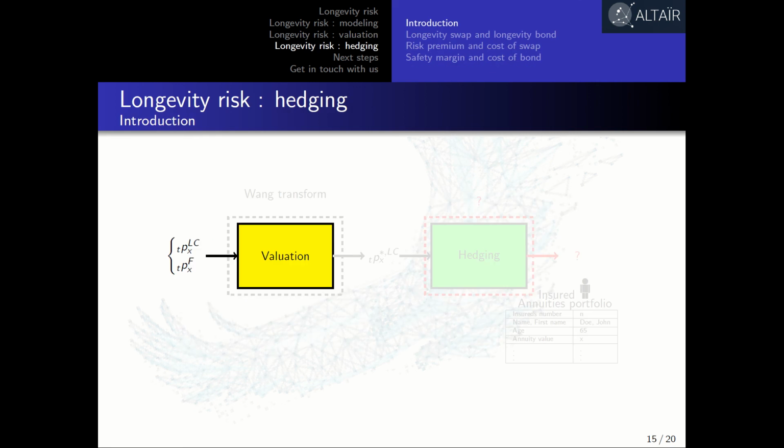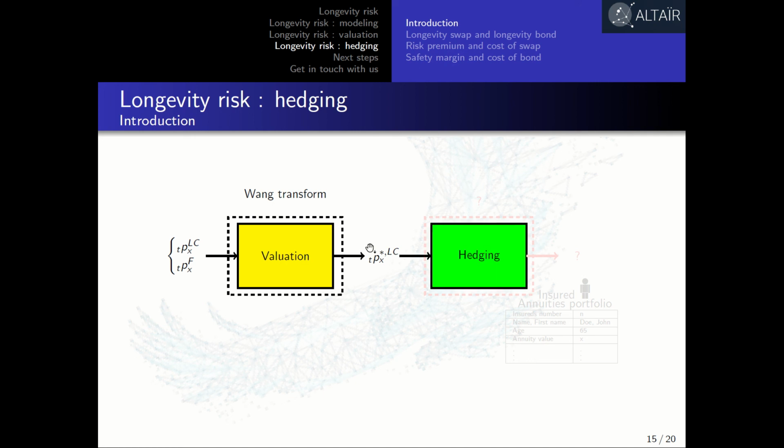Back to our storyline again, where to our initial Lee-Carter and Feller probabilities, we have applied the Wang Transform in order to get more conservative probabilities. However, due to the strange phenomenon appearing in the Feller case, we will only use the Wang transformed Lee-Carter probabilities for the final part of this study related to the hedging matter.